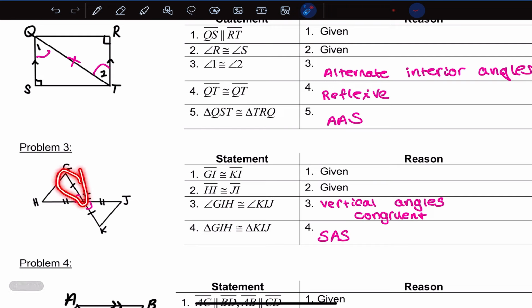So again, we can see here I have pairs of congruent sides. We should be used to this by now. These angles are vertical, therefore they're congruent. Side, angle, side.